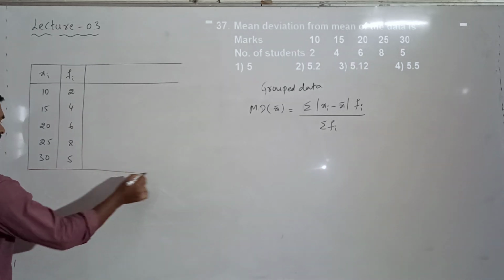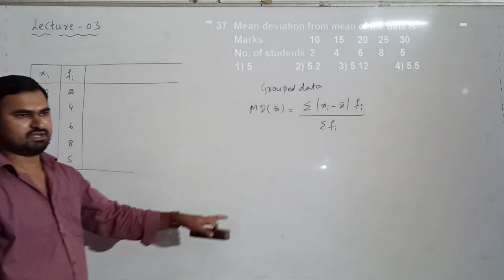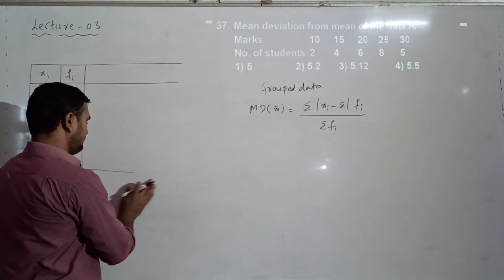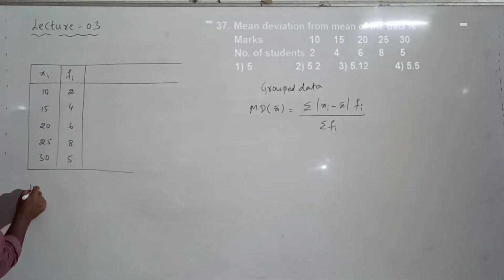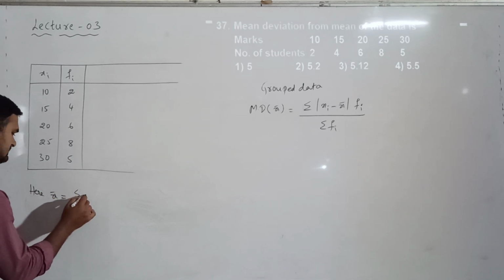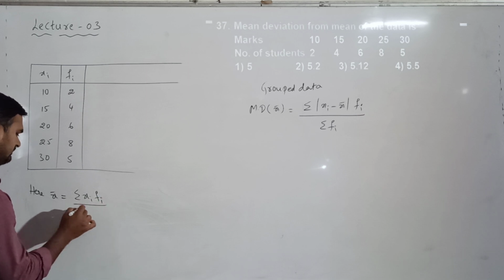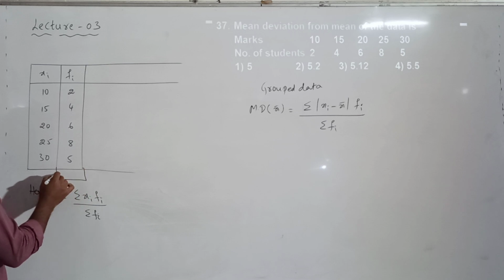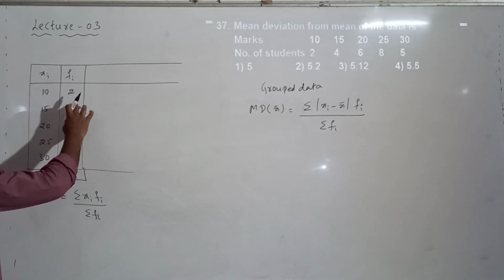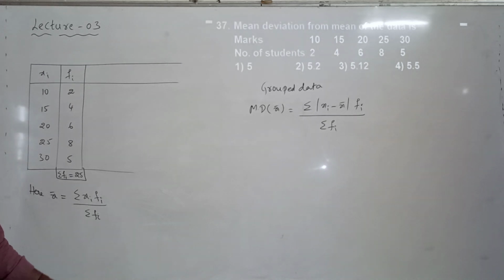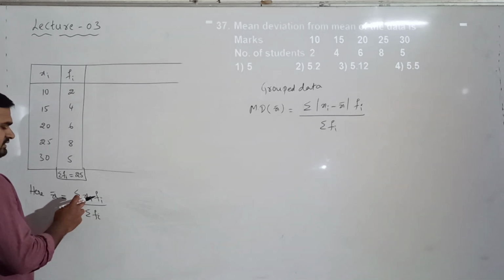Now, first we find the mean, because for finding deviation, first we should know what x bar is. So what will be x bar here? The formula is x bar equals sigma xi into fi divided by sigma fi. This is the sum of frequencies here. Sum of the frequencies is 25. So sigma fi we know is 25.